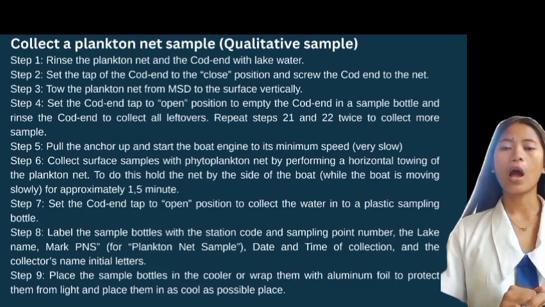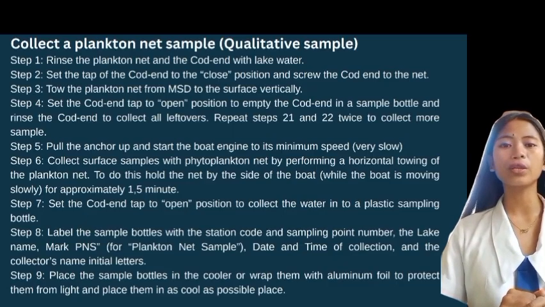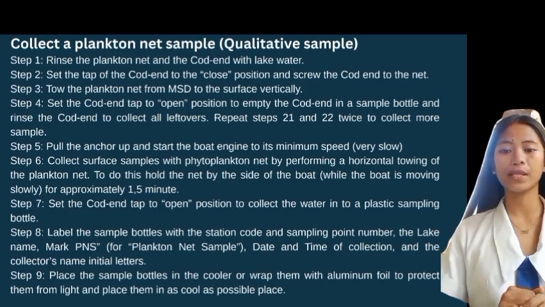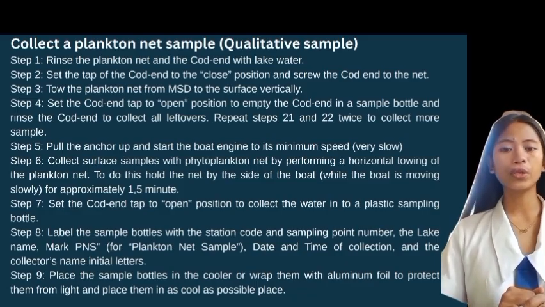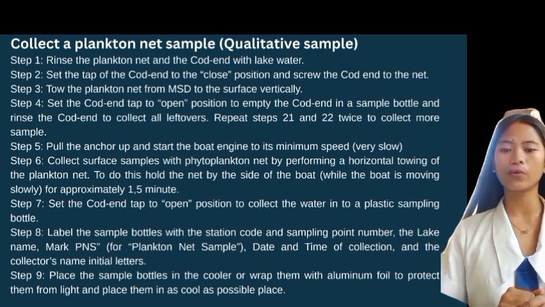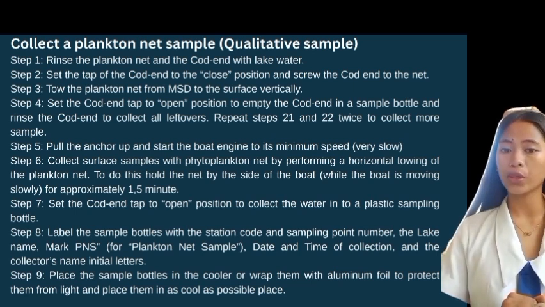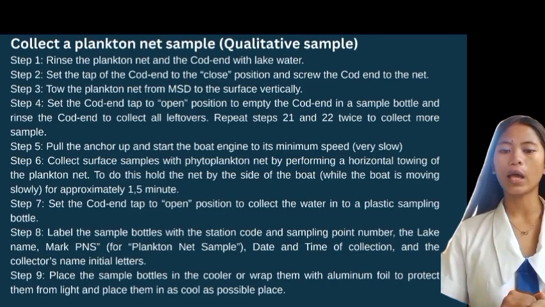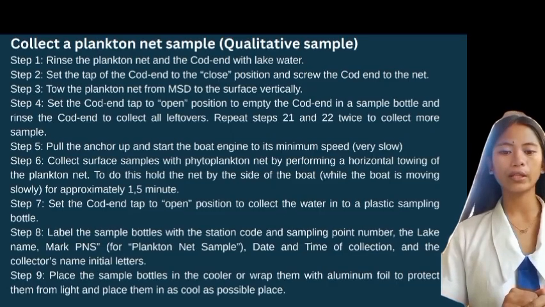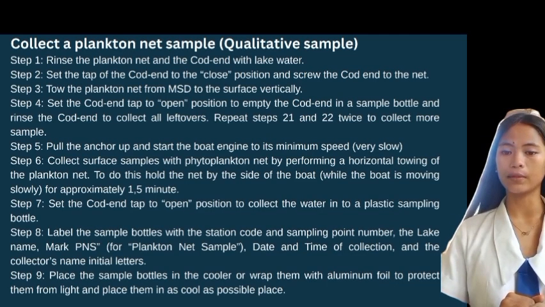Step 5. Pull the anchor up and start the boat engine at its minimum speed, very slow. Step 6. Collect a surface sample with the phytoplankton net by performing a horizontal tow of the plankton net. To do this, hold the net by the side of the boat while the boat is moving slowly for approximately 1 to 5 minutes. Step 7. Set the cod end top to the open position to collect the water in a plastic sampling bottle.